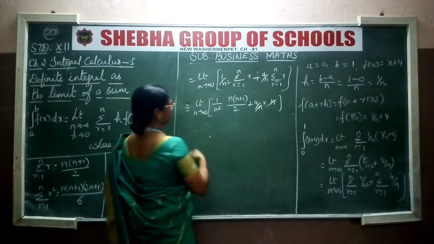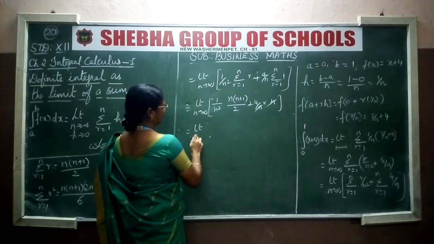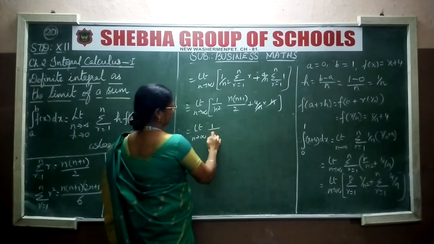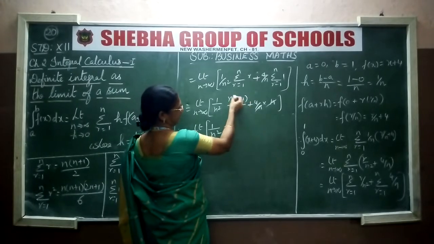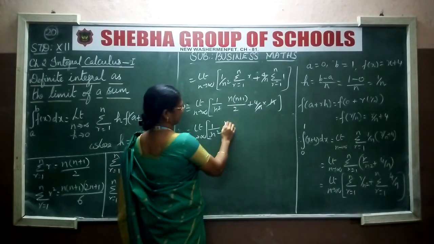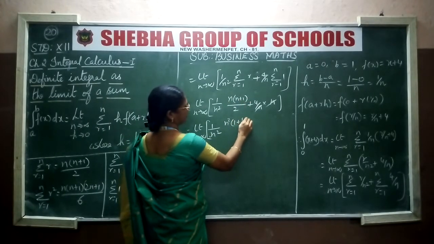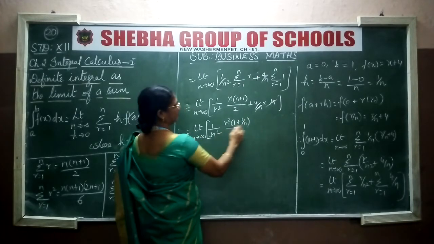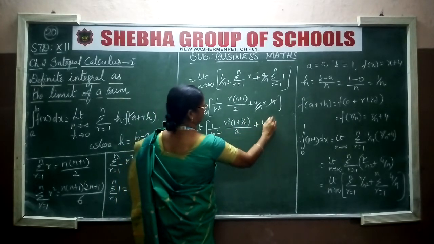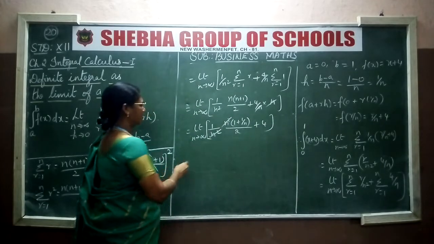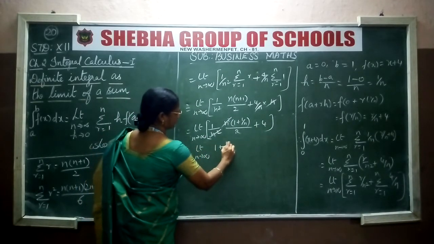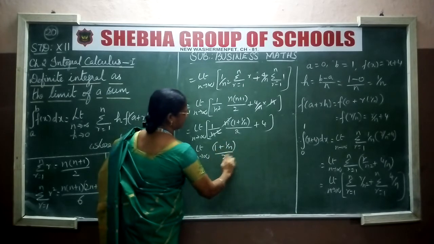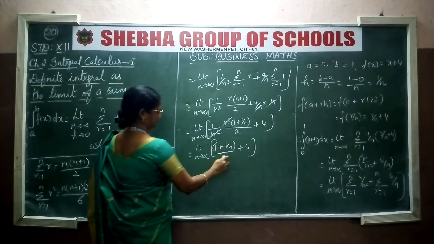So cancelling these two, it is equal to limit n tends to infinity, 1 by n square into, taking n from this bracket, we get already one n is there, so n square into 1 plus 1 by n by 2, plus 4. So cancelling n square, limit n tends to infinity, 1 plus 1 by n by 2, plus 4. Now substitute.